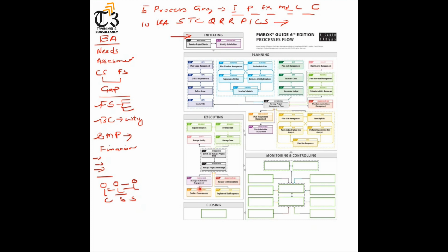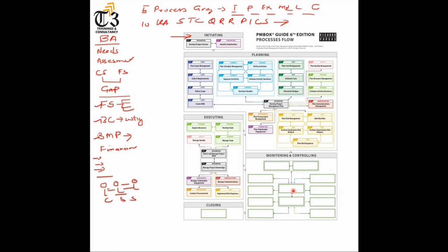And at the same time, we manage the stakeholder engagement by using our power skills, softer skills, negotiation skills, conflict management skills, leadership skills. So we can engage them in the project accordingly. So that was the execution. And while executing, what we do, we monitor it.